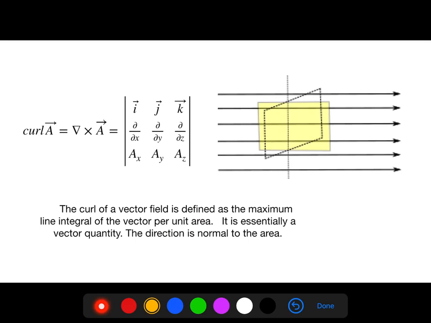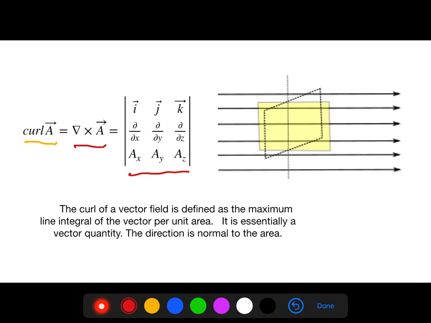Okay. So del cross A is represented like this. Curl of A bar is represented by del cross A bar. Del cross A bar is equal to the determinant of i bar, j bar, k bar, and dou by dou x, dou by dou y and dou by dou z, and here the components of vector A.